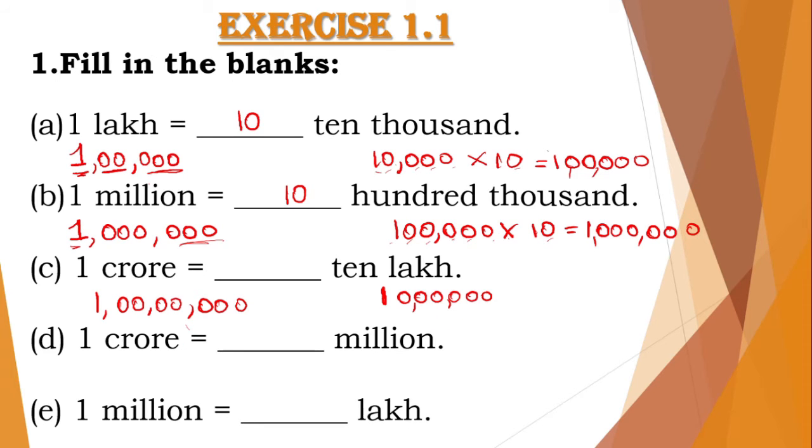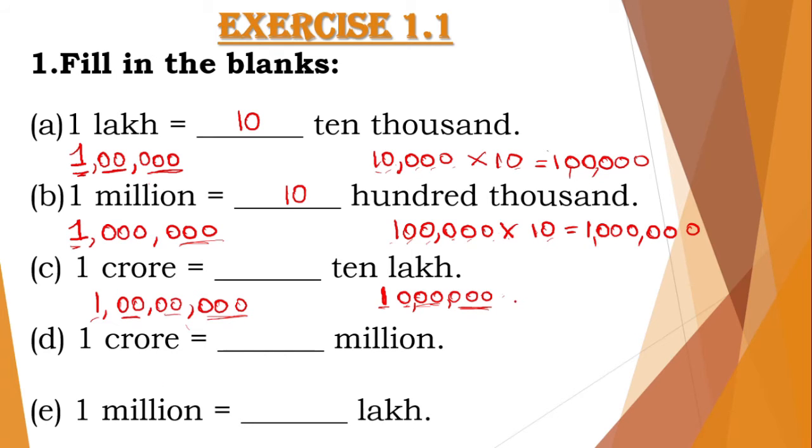Now we should compare them and check. So here we have 3 zeros. Here also we have 3 zeros. And here we have 2 zeros. And here also we have 2 zeros. And here we have 1. And here also we have 1. But here we have 2 zeros. And here we have only 1 zero. Right? So if we add one more zero to it, we will get 1 crore.